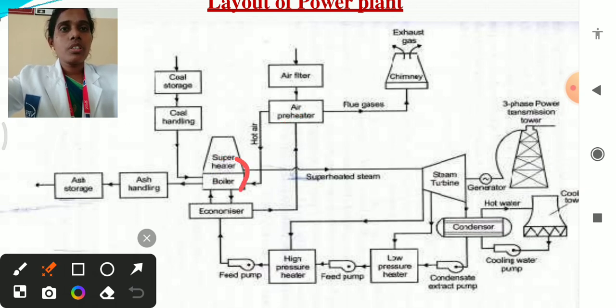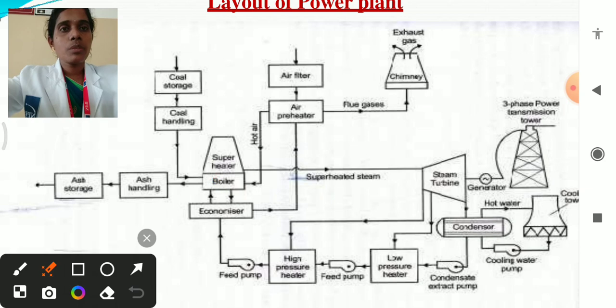For this boiler, we have to give coal as fuel. At the same time, we have to give water with the help of economizer tubes, and the air has to be present in order to make combustion of this fuel. From the atmospheric air, the air is first filtered and then preheated, and then the preheated hot air is given to this boiler. From the boiler, the only output is superheated steam.